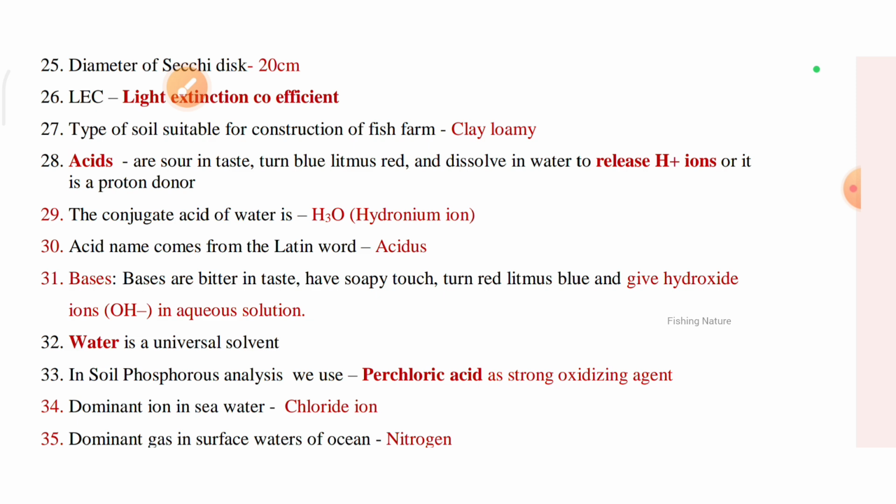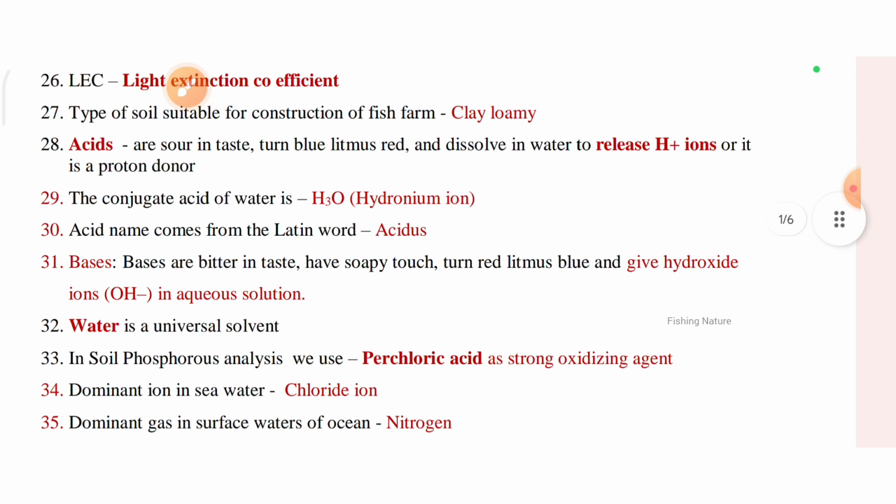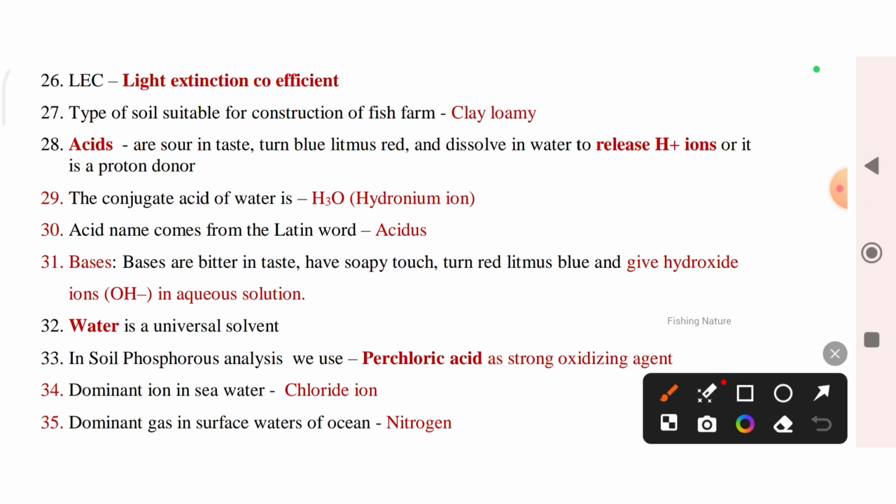Acids are sour in taste, turn blue litmus red, and dissolve in water to release H+ ions, so an acid is a proton donor. It turns blue litmus to red litmus. Bases are bitter in taste and turn red litmus to blue.